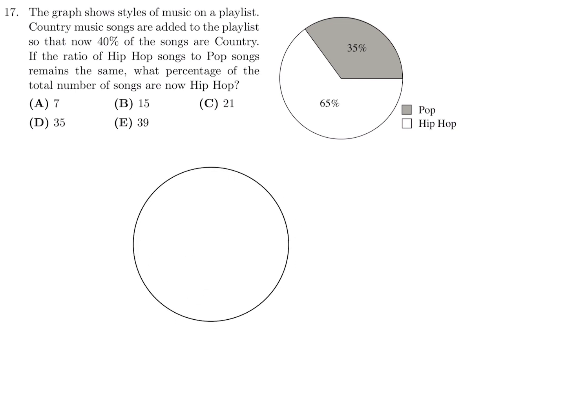So it's currently just like this. There's only pop and hip-hop, but what they've done is they've now added a whole bunch of country songs, and now that makes it 40% country, so approximately something like this. So now this chunk is 40%, and that is now country music. But they also tell you that the remaining part, the ratio stays the same.